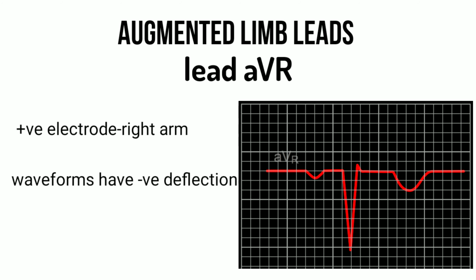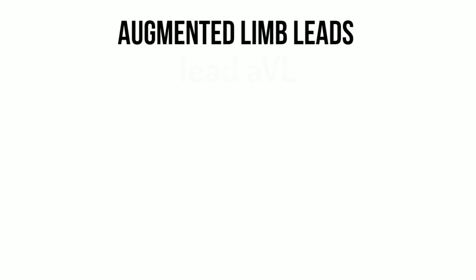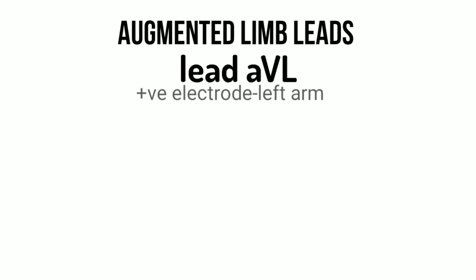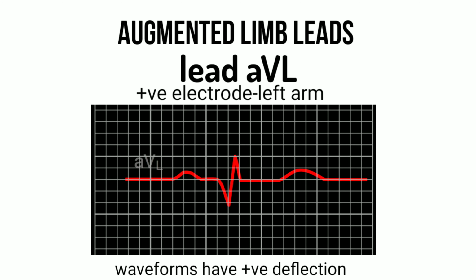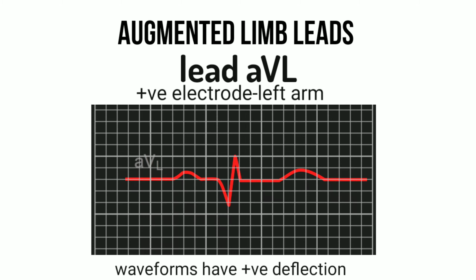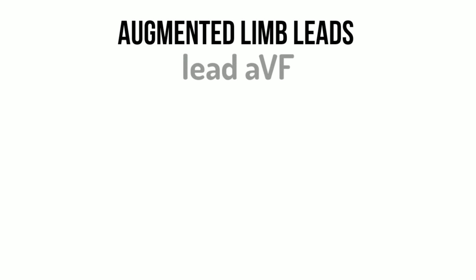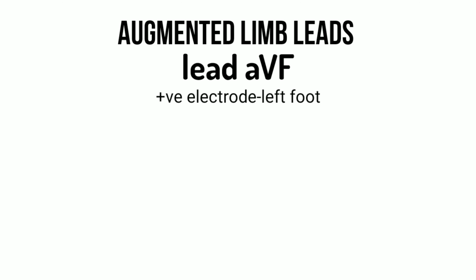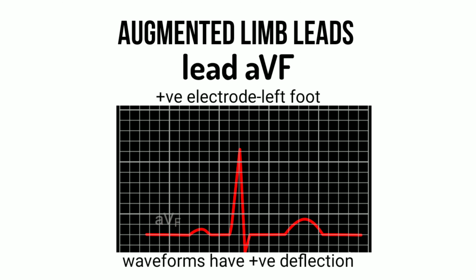Now lead AVR: positive electrode placed on the right arm and the waveforms have negative deflection in this lead. Now lead AVL: positive electrode placed on the left arm, waveforms have positive deflection. And finally, lead AVF: positive electrode located on the left leg, waveforms have positive deflection.